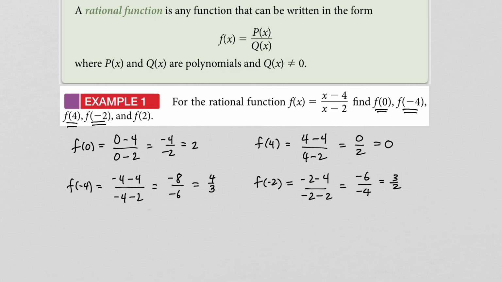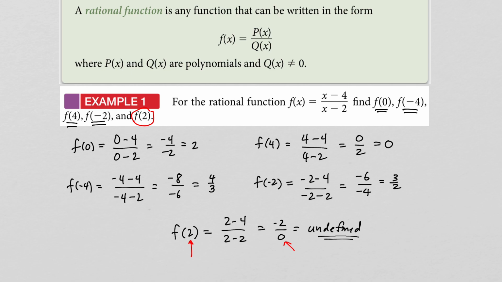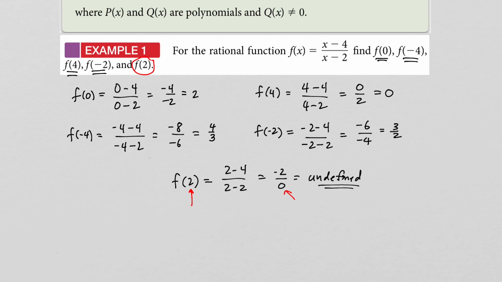And finally, the most important one, f of 2. F of 2 is 2 minus 4 divided by 2 minus 2. And this is negative 2 divided by 0. This is the most important one because we cannot divide by 0, which means that this is undefined. And since when you plug in 2 you get undefined, it means that this number here, 2, is not in our domain.